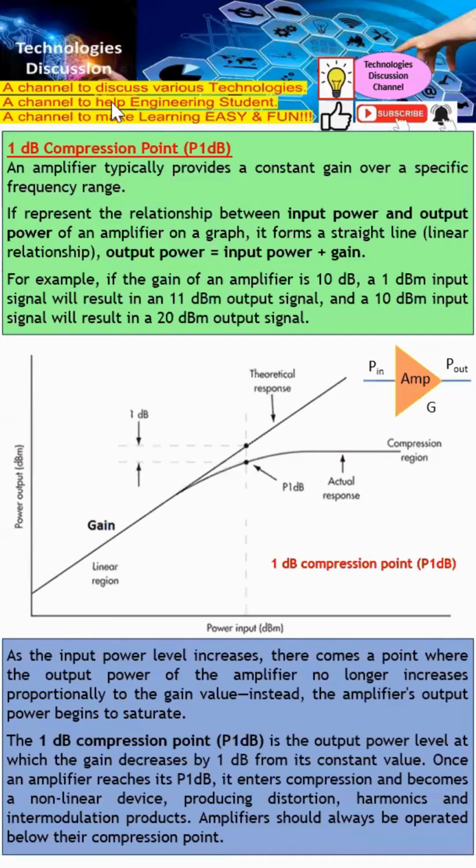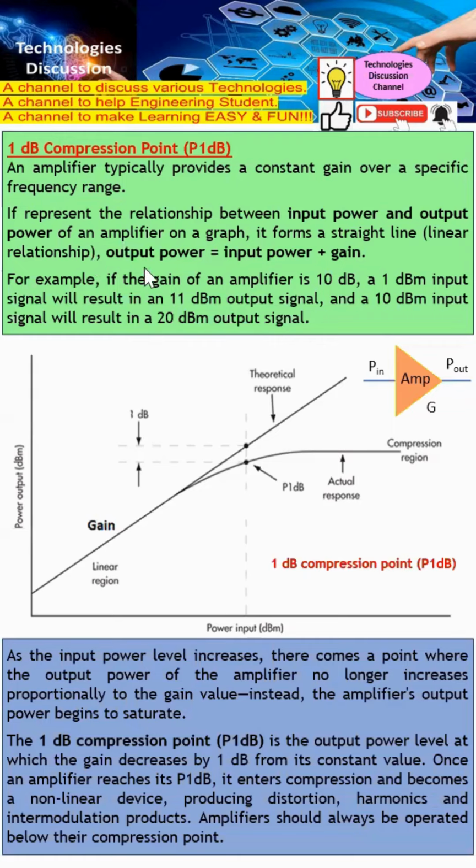In this video, I'm going to explain what the 1 dB compression point actually is. An amplifier typically provides a constant gain over a specific frequency range. For example, if we represent the relationship between input power and output power of an amplifier on a graph, it forms a straight line, which means they have a linear relationship.